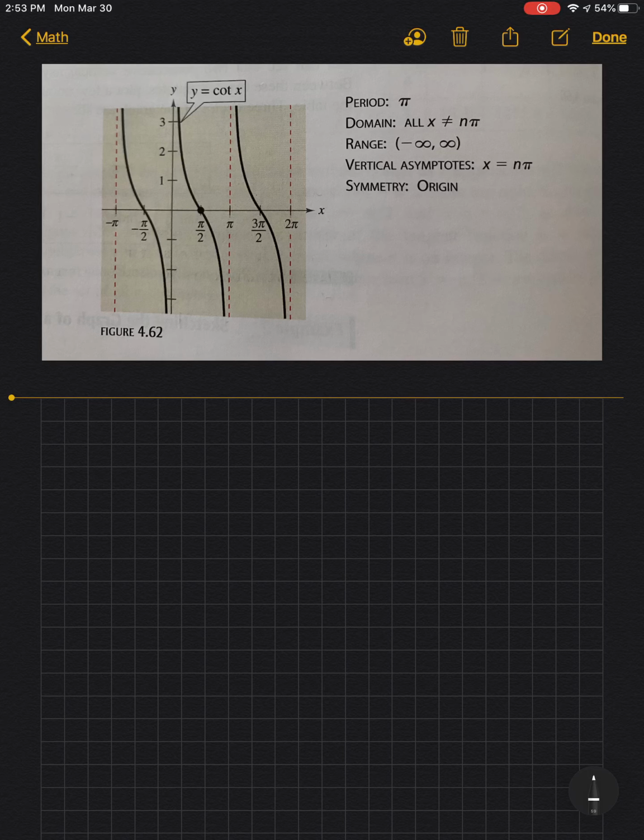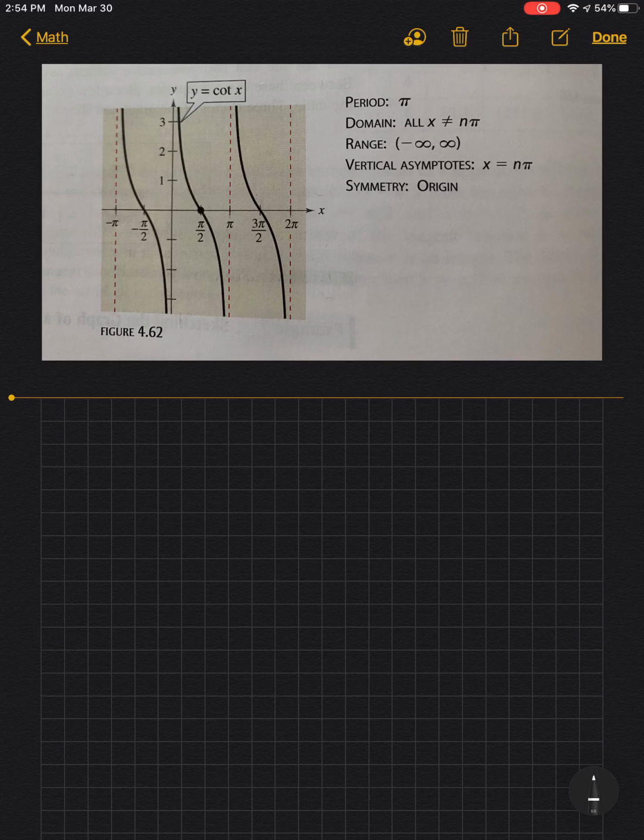Hey guys, so today we're going to be looking at the graphs of cotangent. Please turn to page 332 and you will find this picture that I have included in this video. So this is the parent function of cotangent. Notice that it's very similar to tangent. Instead of going from low to high, from left to right, it's going from high to low.